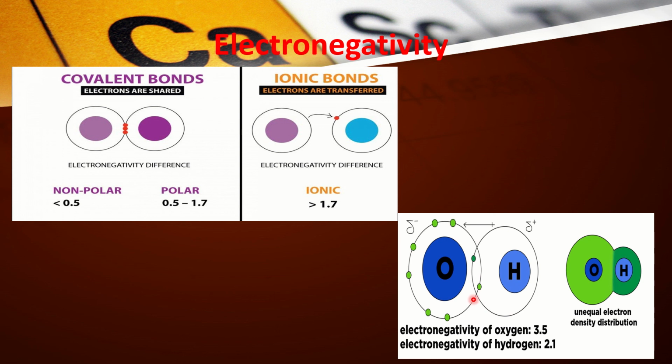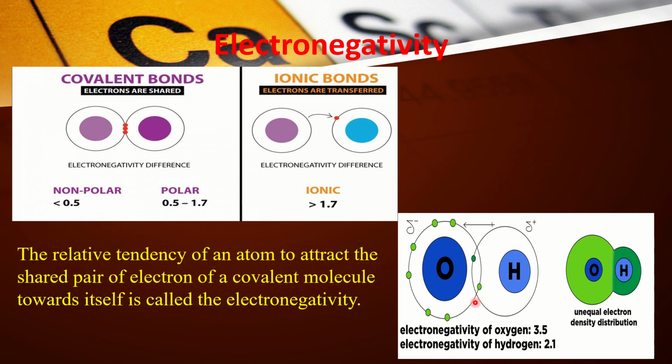This shared pair of electrons you will learn in chapter 5 in detail. Now, what is electronegativity? The relative tendency of an atom to attract the shared pair of electrons of a covalent molecule towards itself is called electronegativity.